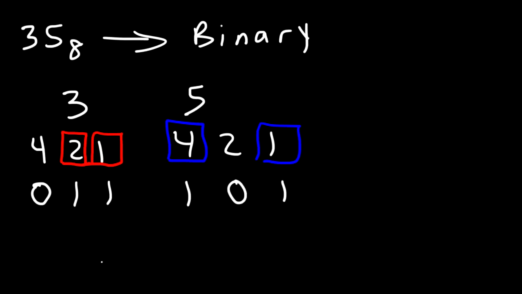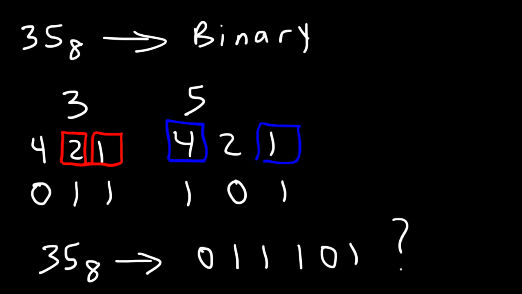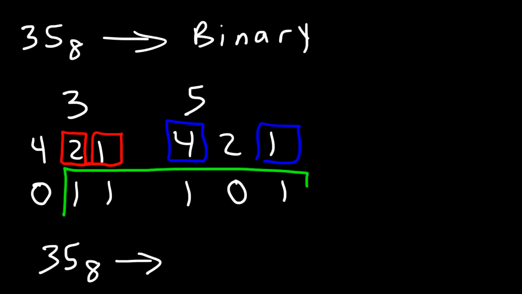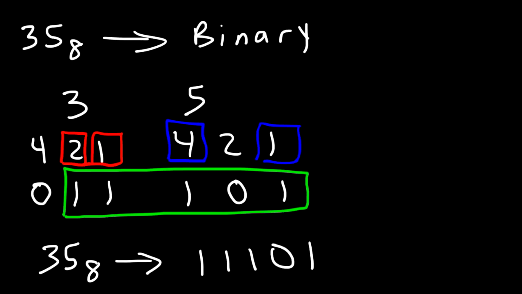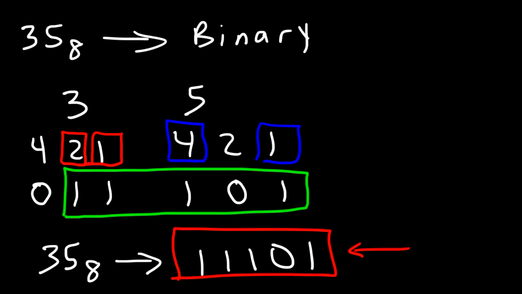And that's it. So 35 in the octal system, we can write it as, now here's the question, should we write it as 0, 1, 1, 1, 0, 1? Now, if you have a 0 in the front, you need to get rid of that 0. So therefore, we only need to use these 5 numbers. So the answer is going to be 1, 1, 1, 0, 1. So watch out for that. So this is the answer.